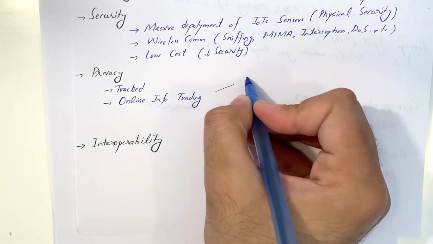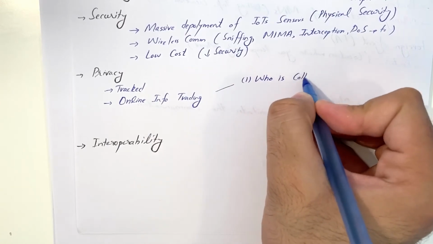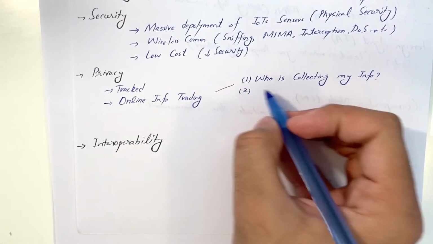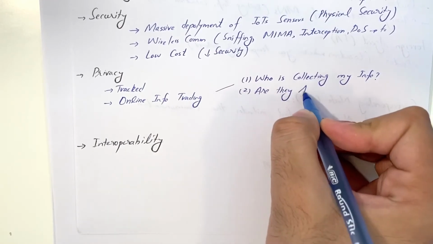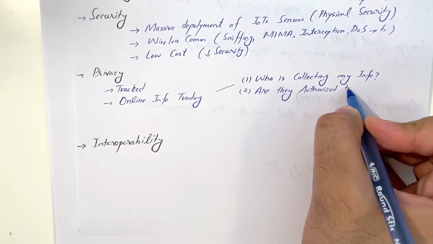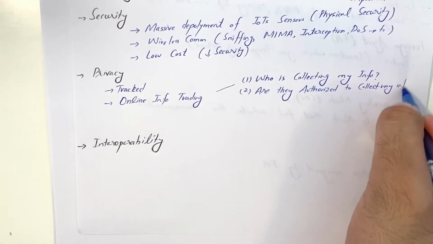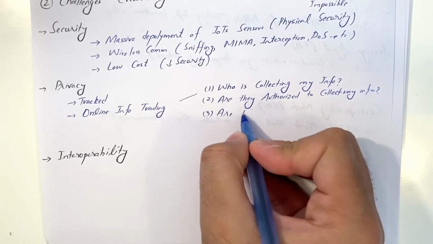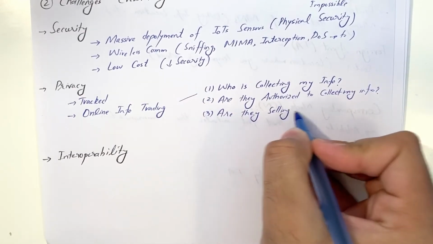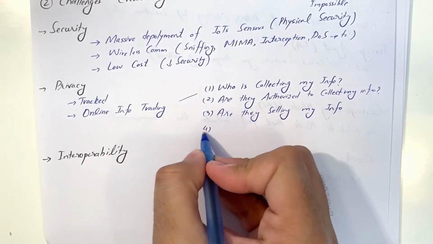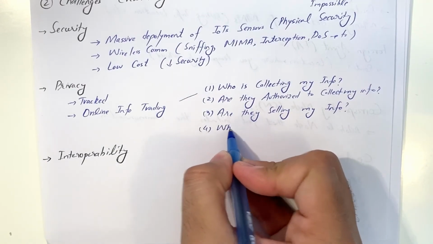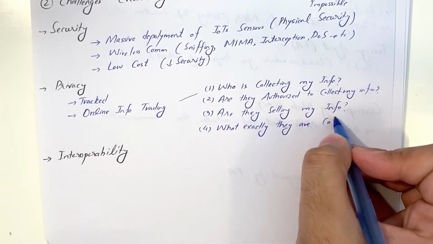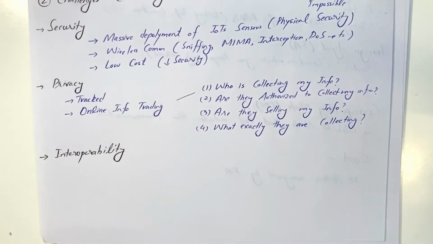This raises a lot of questions. The first question is, who is collecting my info? Number two, are they authorized to collect my information? Third, are they selling my info? Fourth, what exactly are they monitoring or collecting, like whether they are making patterns, online profiles, what exactly they are doing.